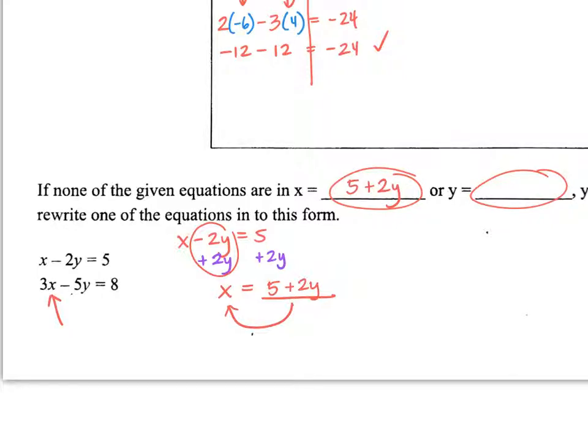Okay, so I'm not going to go through that whole problem, but I will just show you the substitution, just what that looks like. So for 3x minus 5y equals 8, we're going to change the x. The x becomes 5 plus 2y, right? So instead of 3x, it's 3 times that, then minus 5y equals 8. And then you continue with the same process that we did on the previous two examples.